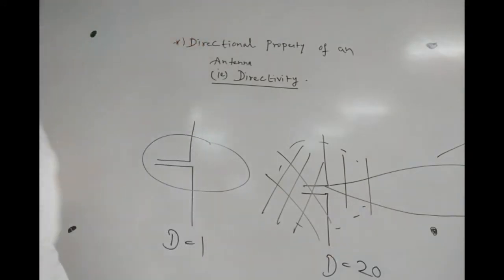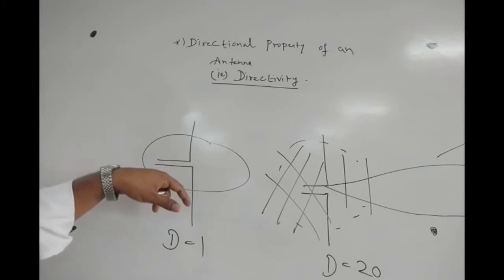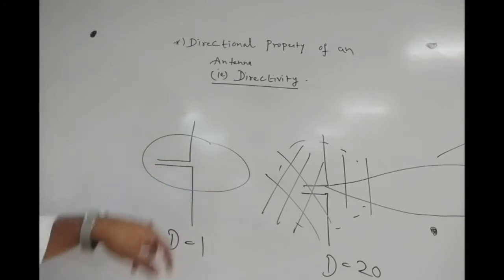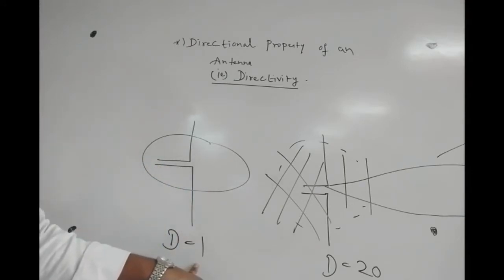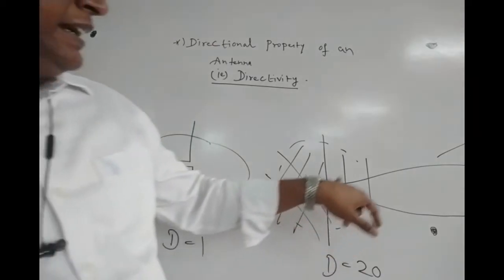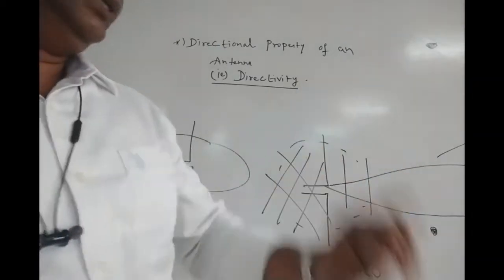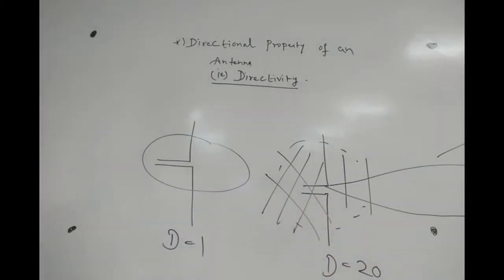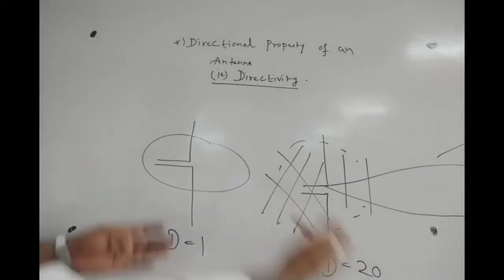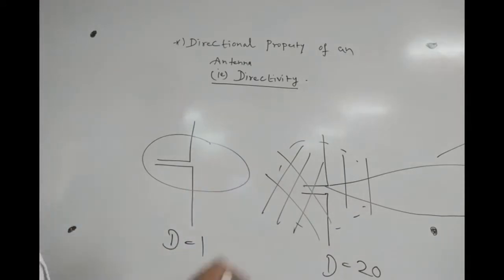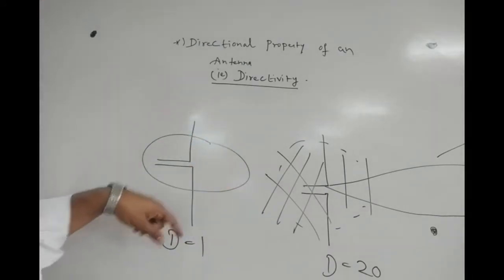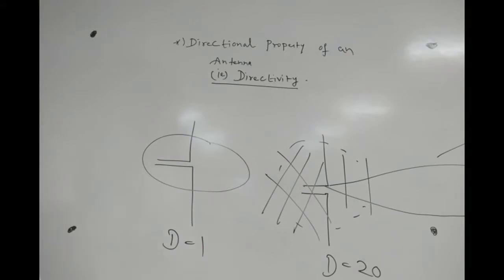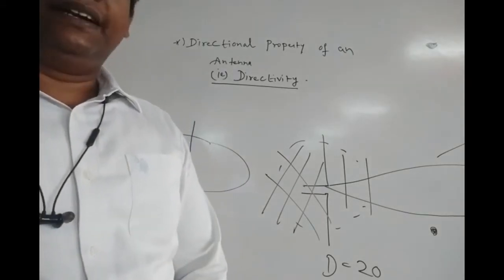Okay, so this is our starting point. This antenna is our omnidirectional antenna having the directivity value 1. This is the starting value of your directivity. And this antenna is a directional antenna and it has a directivity of 20. So we try to design one omnidirectional antenna and one directional antenna. Okay, so what is this directivity in the sense?